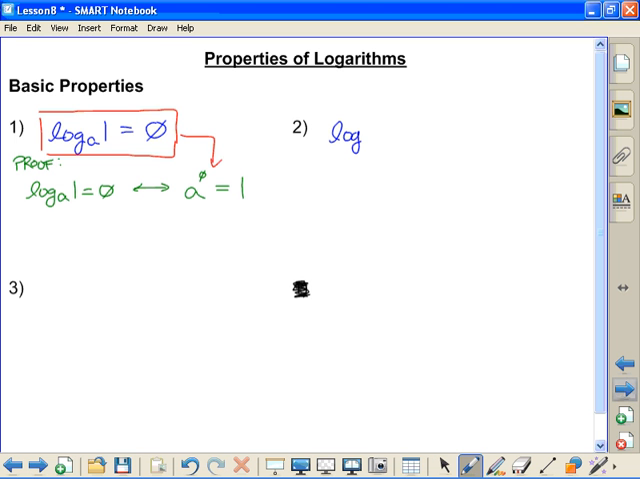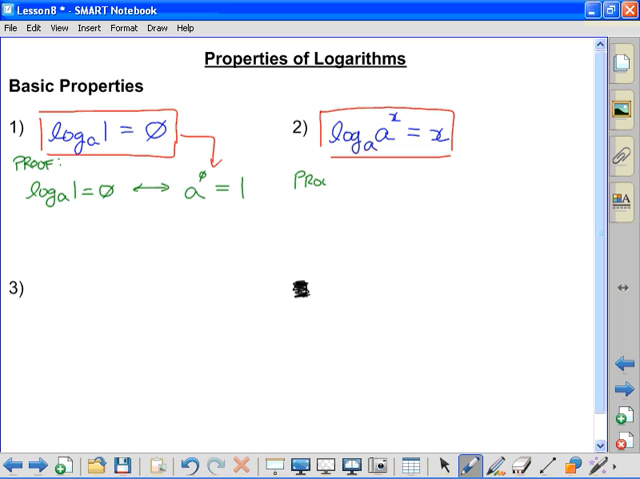The second one, log base a of a to the x is equal to x. So if the base of the log and the base for the exponential expression match up, if they're the same, then this is just equal to the exponent itself. So it's another one you want to add to your formula sheet. And let's talk about the why here.